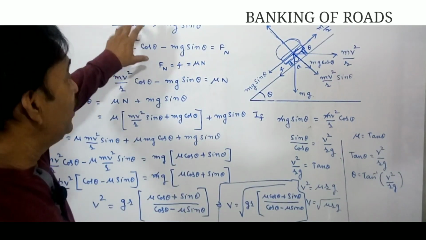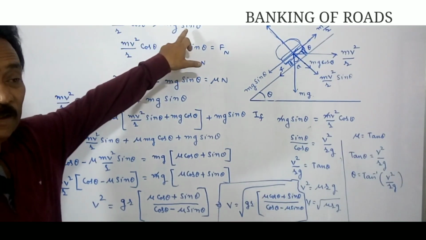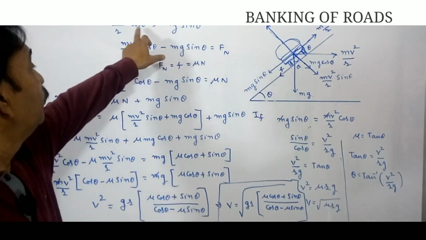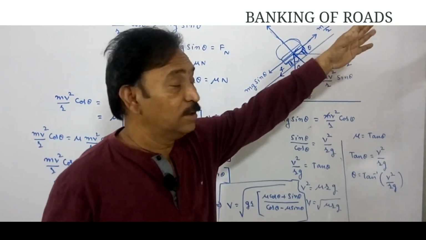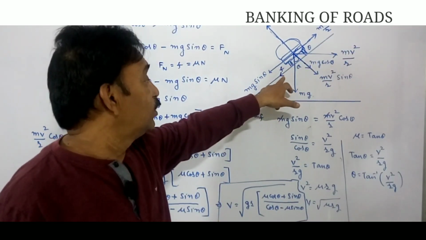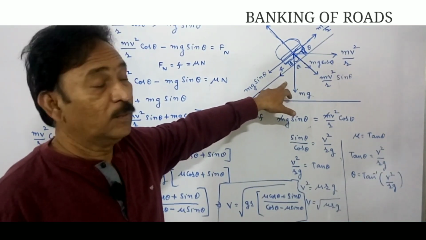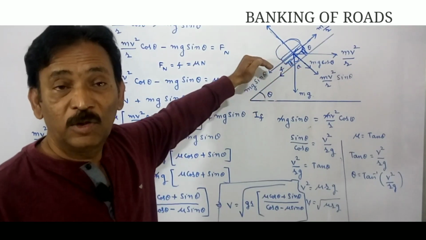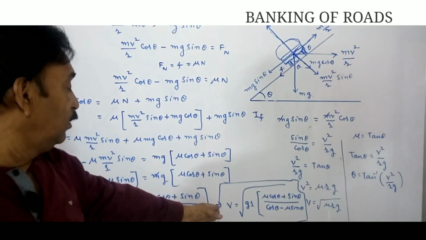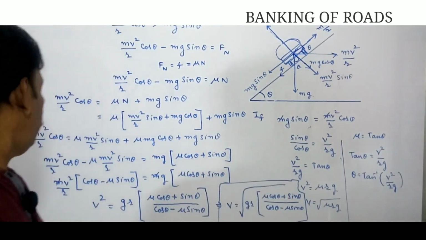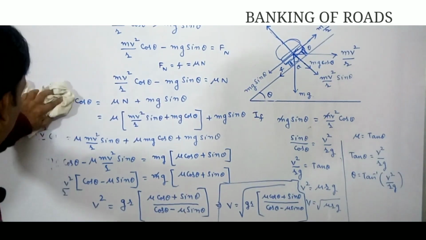What is case 1? Here we learn that if mv square by r cos theta is greater than mg sin theta, I have to remember this one, in this case the vehicle will turn down. There is a chance of turning down in that direction. Then immediately a force, that is the difference between the two, acts like the frictional force. It provides the safety to the vehicle, and we got a condition for the velocity, v is equal to under root of gr. Okay students, finally we had this equation.